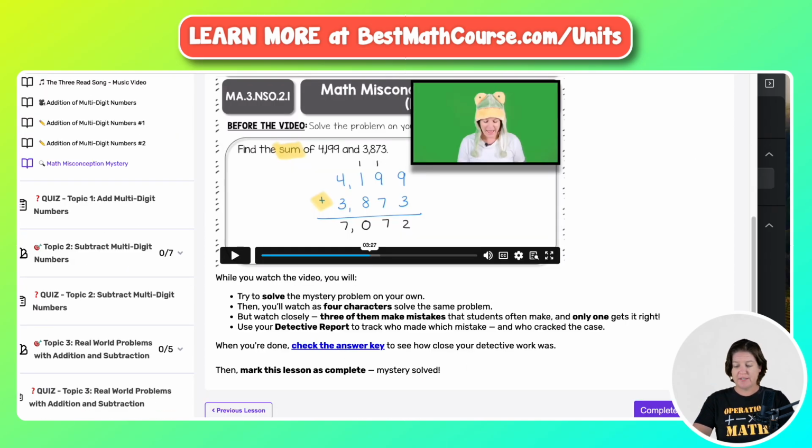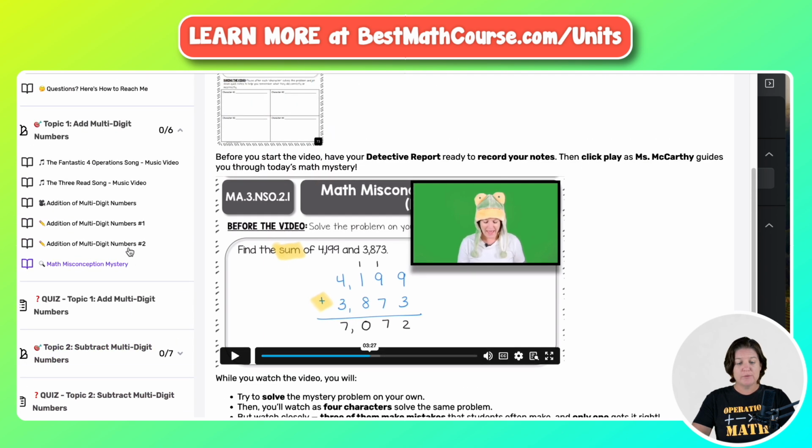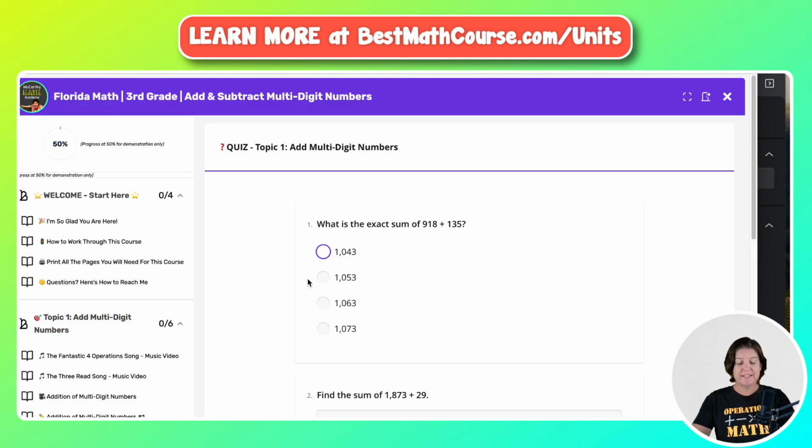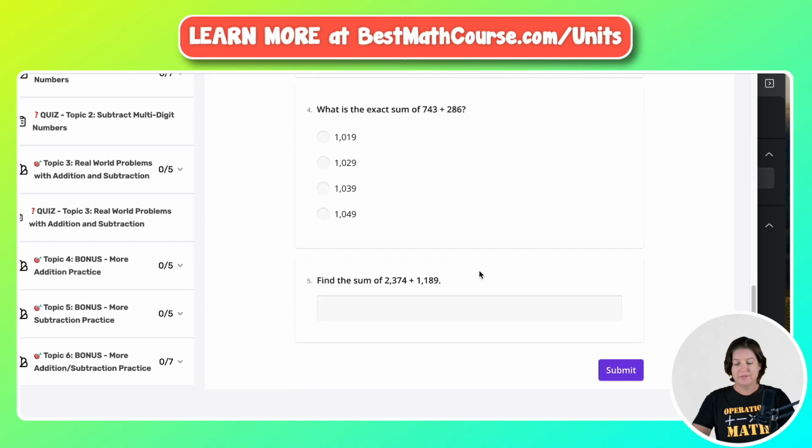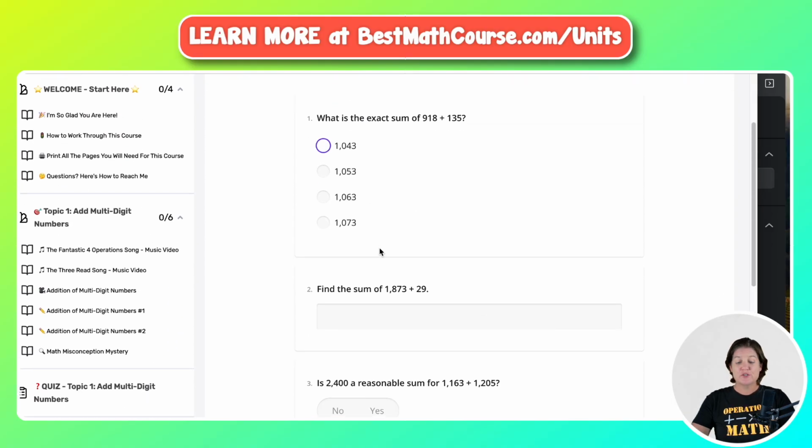Check with the answer key right there and then complete when you're ready. And that will take you through topic 1, which is adding multi-digit numbers. To make sure your child understands, they can take the quiz. It's just 5 questions, to make sure that they've got it.